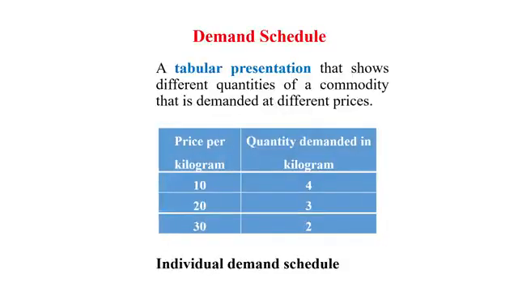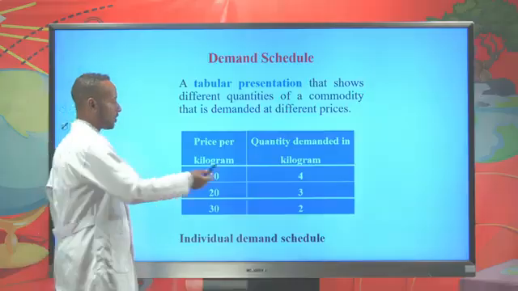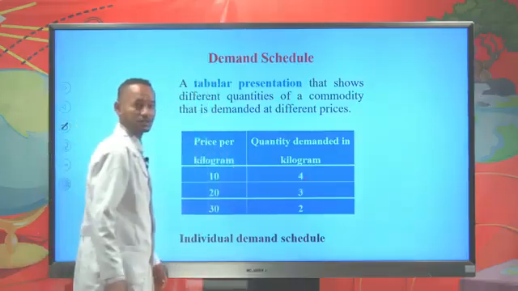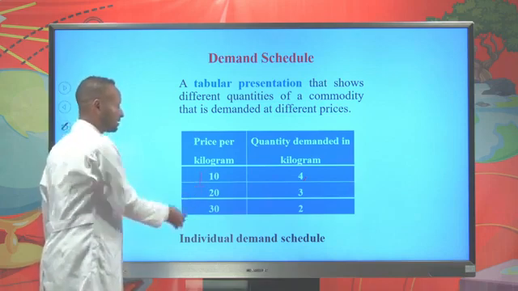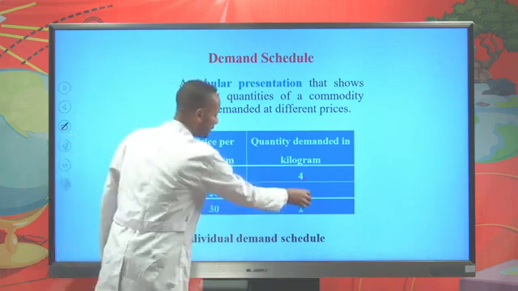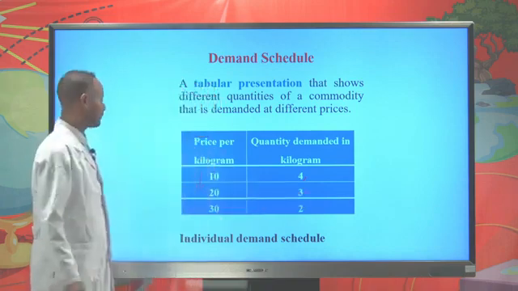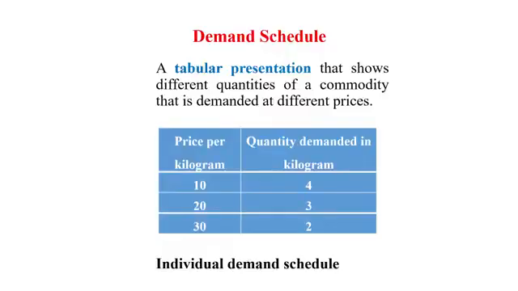Now let's illustrate the theory of demand using the following schedule. This is the demand for oranges by one household in one woreda per week. Here from this schedule, when the price of a kilogram of orange is 10, the quantity demanded for oranges is 4 kilograms because the price is too cheap. And when the price increases from 10 to 20, then the quantity demanded for orange reduced from 4 kilograms to 3 kilograms. And finally, when the price reached 30, then the quantity demanded for orange declined from 3 kilograms to 2 kilograms.